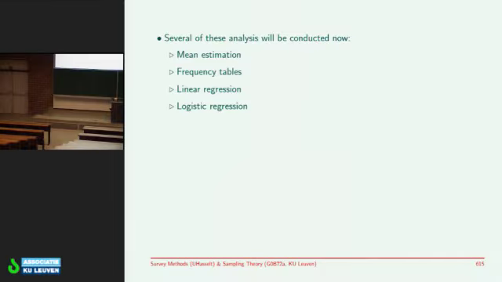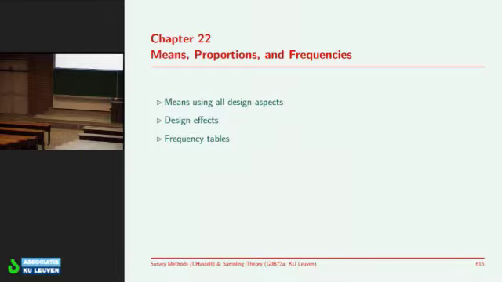Mean estimation, been there, done that. Frequency tables we want to pay a little bit of attention to. And then there is linear regression and logistic regression. Okay, good. So that brings me to the end of chapter 21, which is nothing but a preview of what's going to happen. And in the next chapter, we will actually then do it. We will look into the estimation of means, proportions, and frequencies.